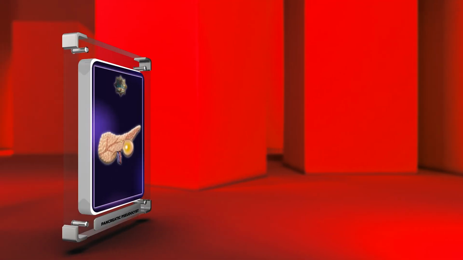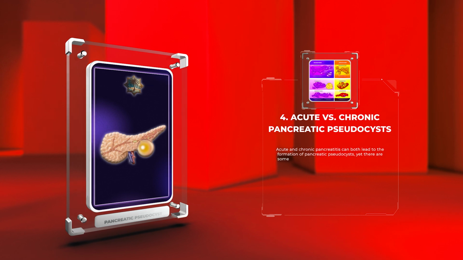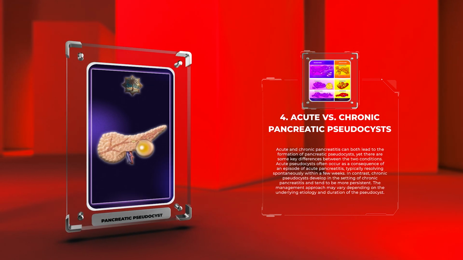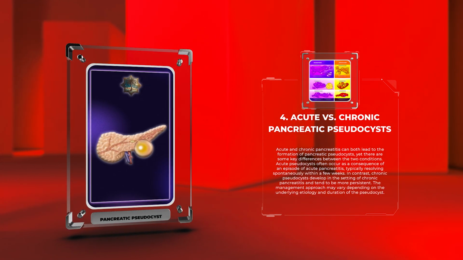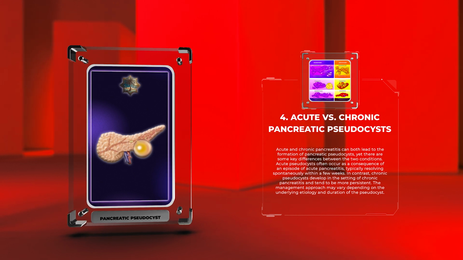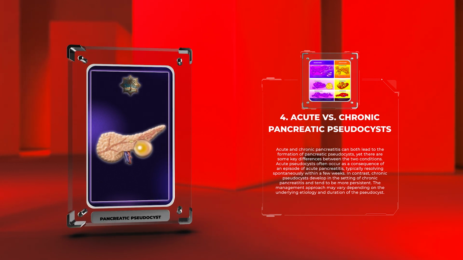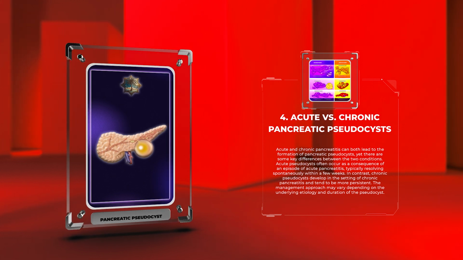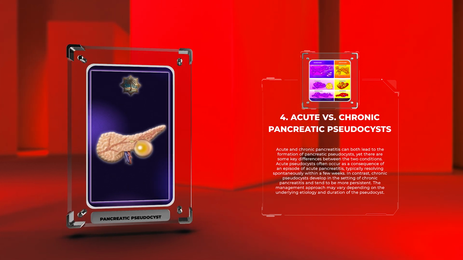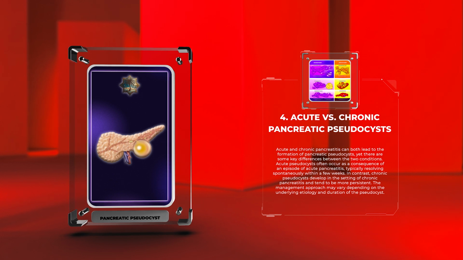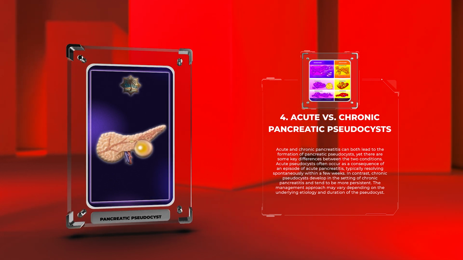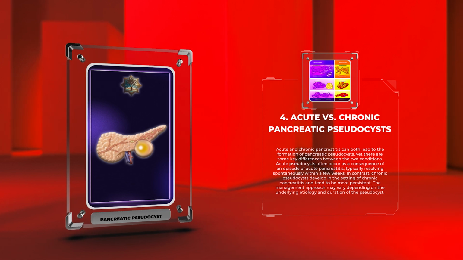Acute and chronic pancreatitis can both lead to the formation of pancreatic pseudocysts, yet there are some key differences between the two conditions. Acute pseudocysts often occur as a consequence of an episode of acute pancreatitis, typically resolving spontaneously within a few weeks. In contrast, chronic pseudocysts develop in the setting of chronic pancreatitis and tend to be more persistent. The management approach may vary depending on the underlying etiology and duration of the pseudocyst.